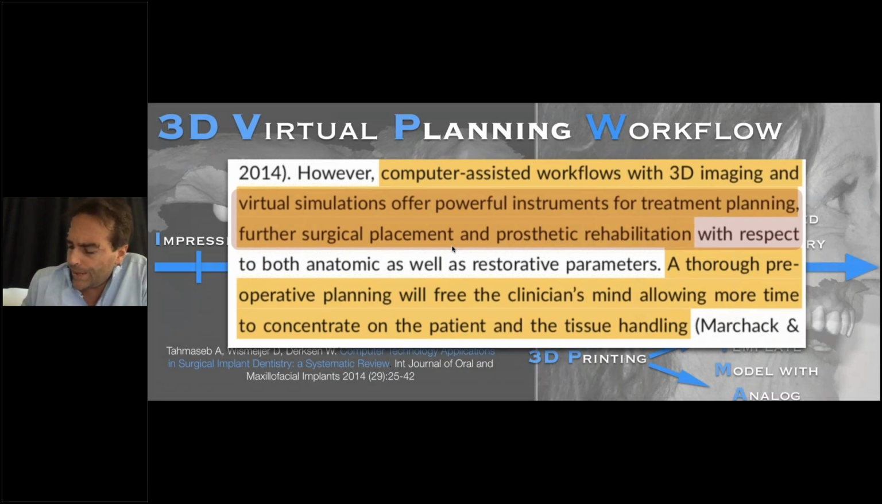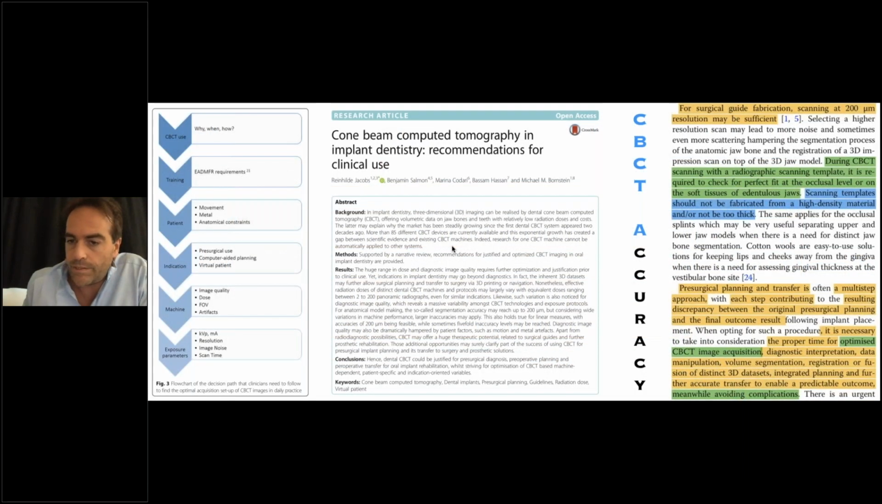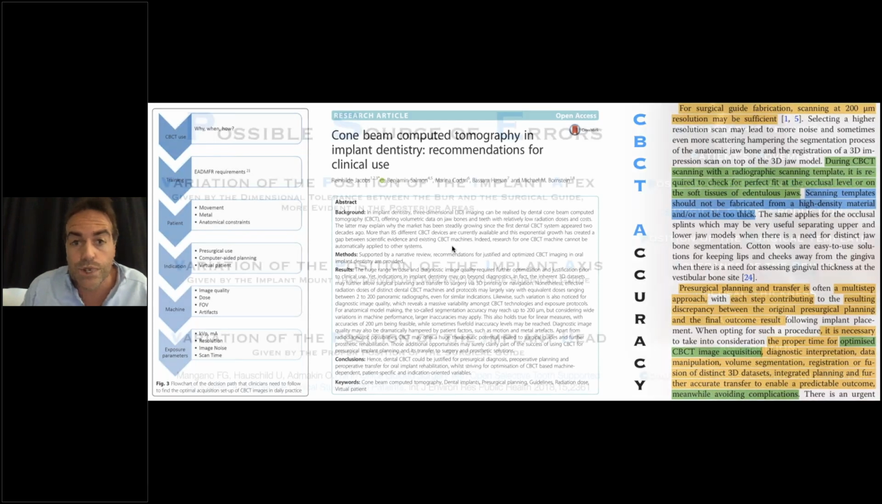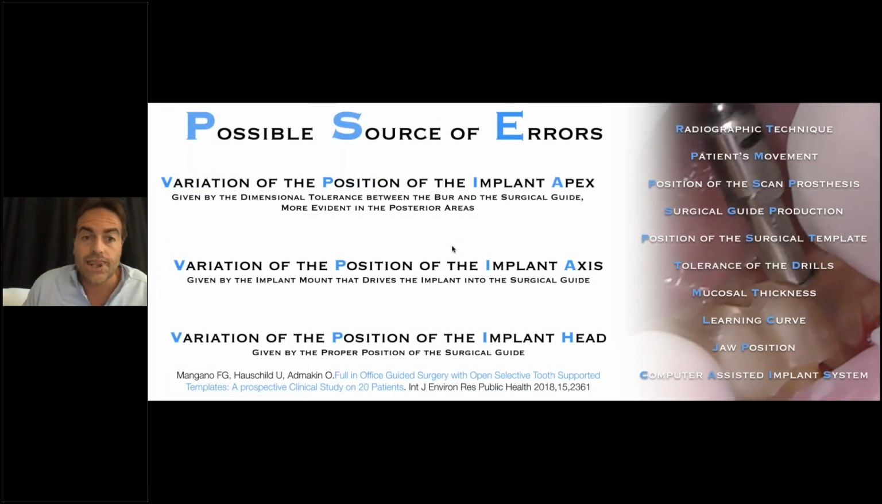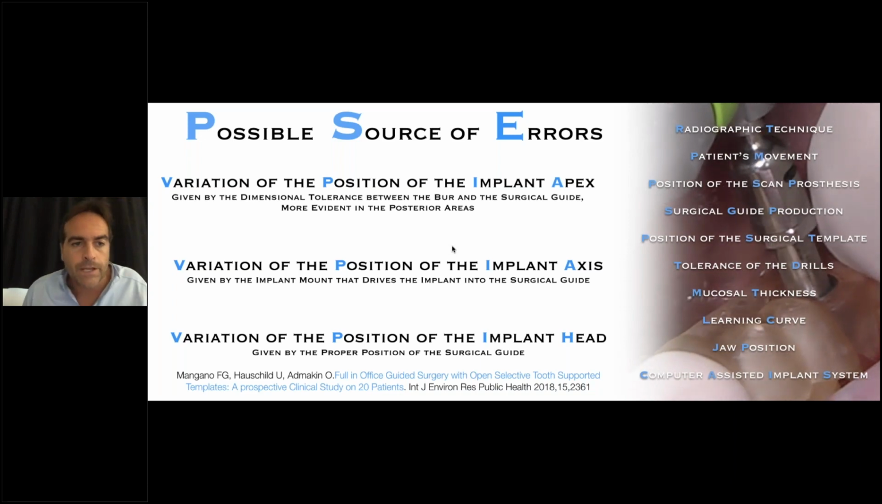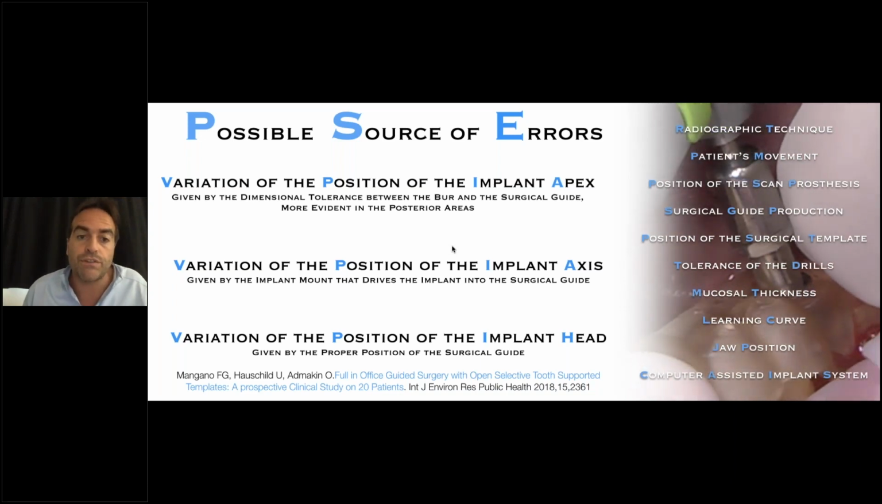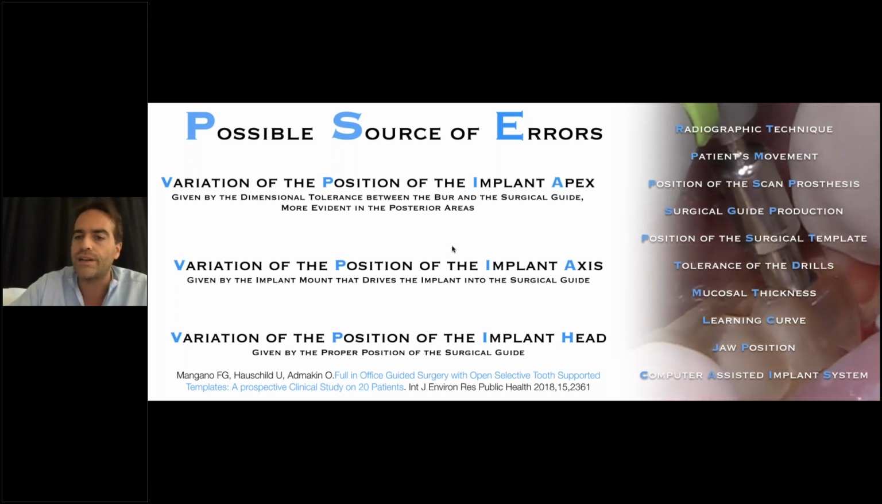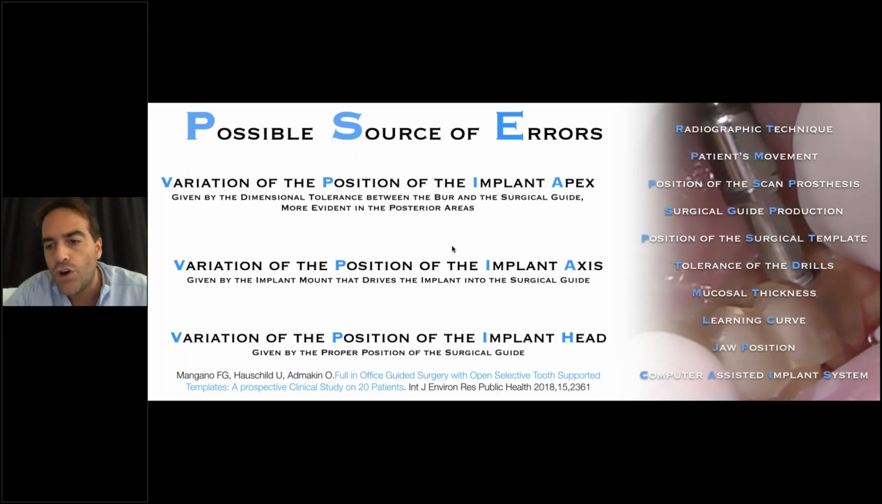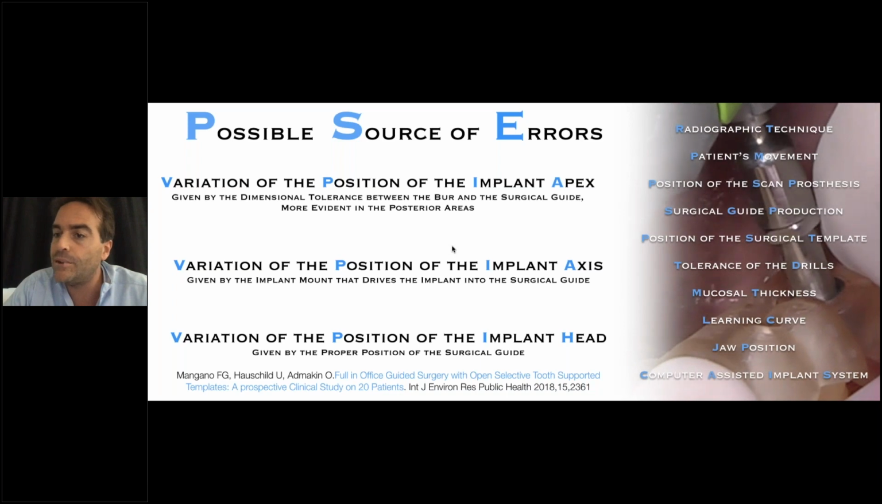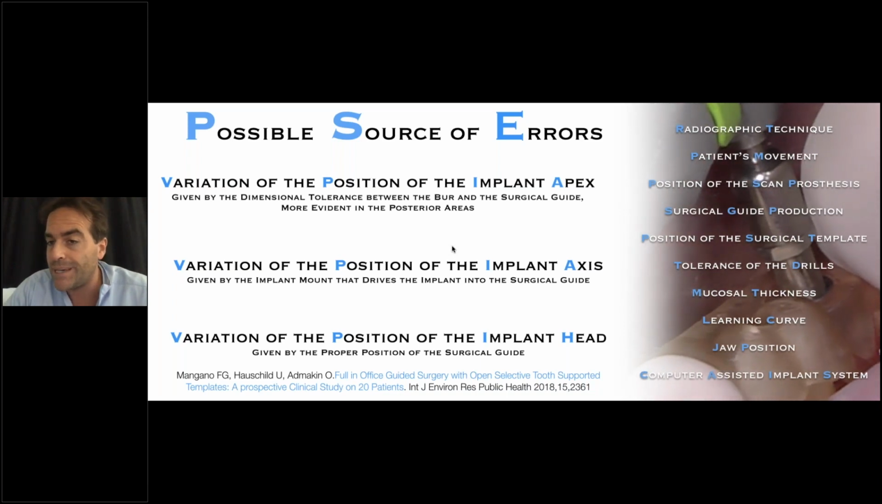Obviously, the intraoral scanner is just the first piece of the puzzle, because the CBCT analysis should also be carefully evaluated. Also in the CBCTs, we can create some mistakes, so we can create some inaccuracy in the workflow. We should be well aware of this, because the possible sources of error can bring a variation of the position of the implant apex, of the implant axis, and of the implant head. And here on the right side of the slide, you can see listed all the different moments in which we can make some mistakes.